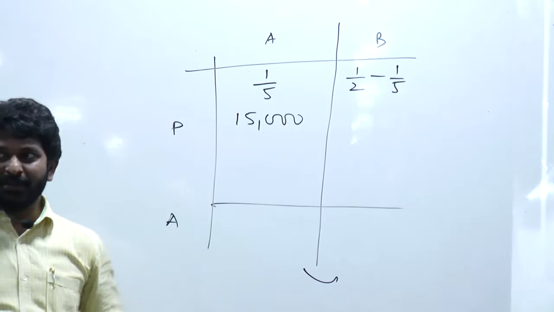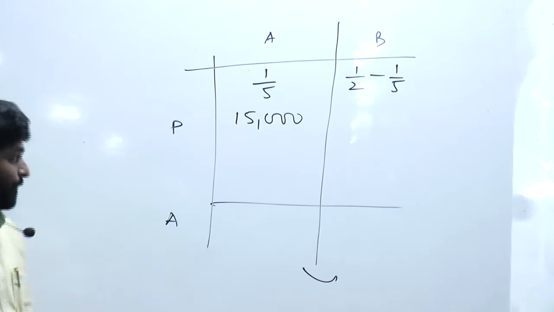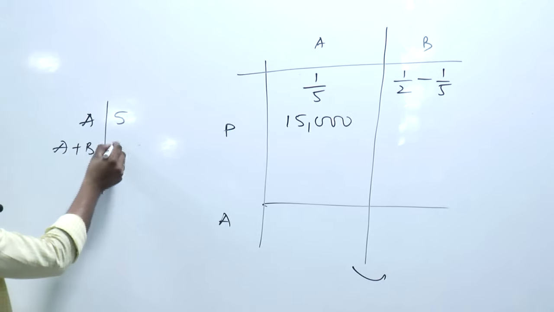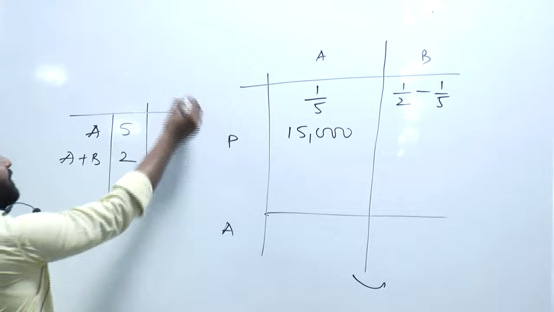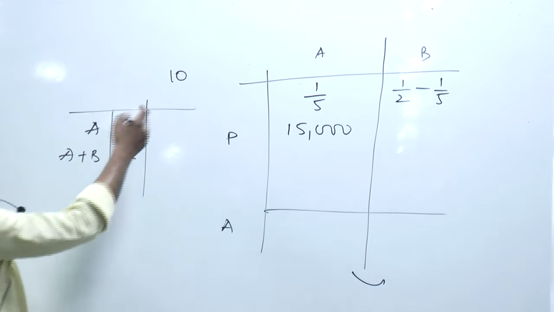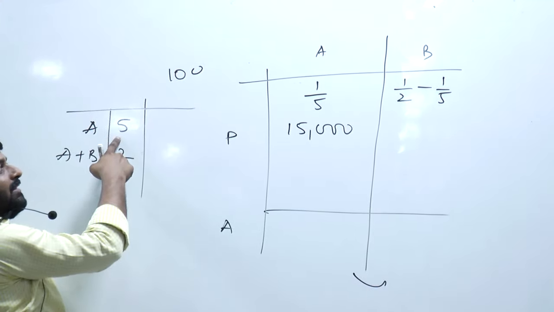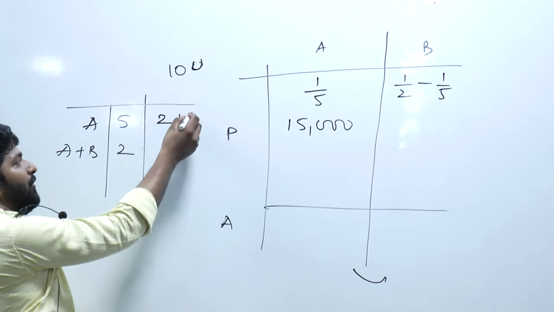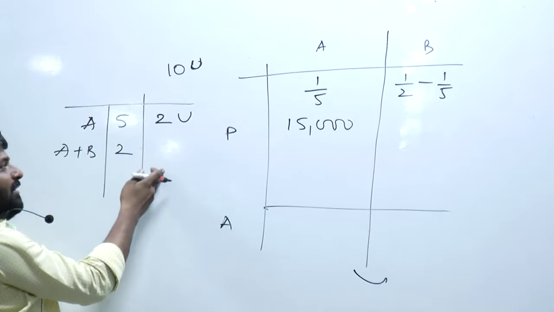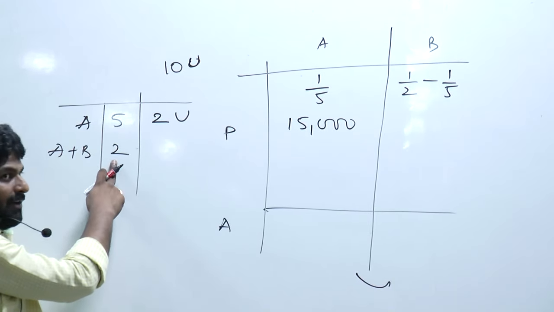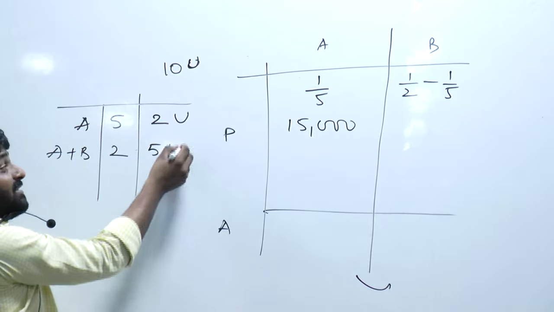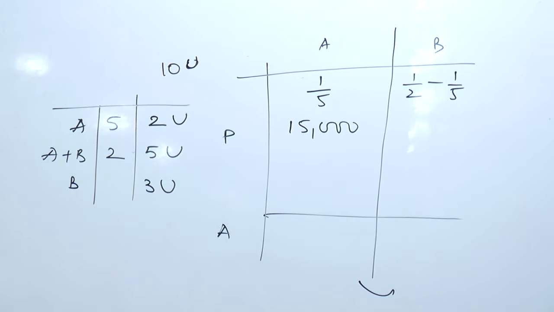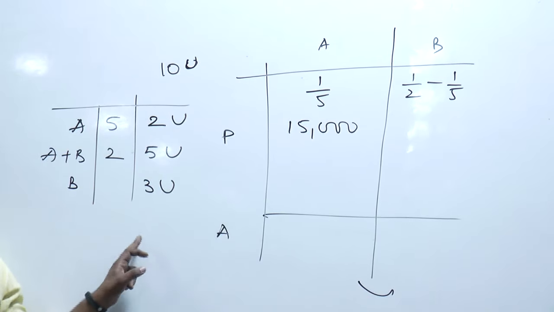The other way is units method, which is very good and which is very easy. A alone can complete the work in 5 days. A and B can complete the work in 2 days. And total number of units, 10 units. Out of 10 units, A alone does 10 units of work in 5 days. So per day he can complete 2 units. A and B together can complete the work in 2 days, so together it does 5 units. So B alone can do 3 units of work. So efficiency of A is 2 units and efficiency of B is 3 units.